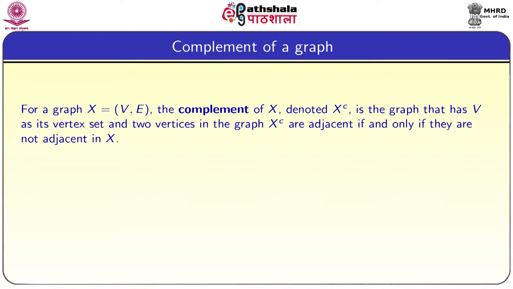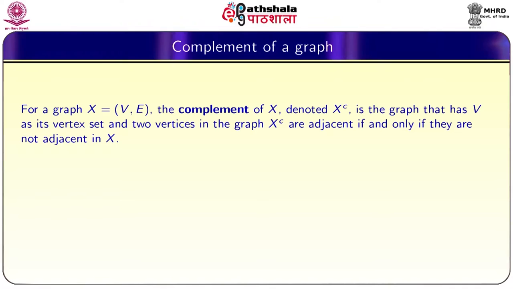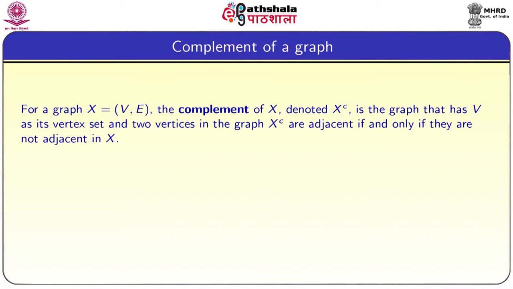For a graph X equal to (V, E), the complement of X, denoted X^c, X complement, is the graph that has V as its vertex set, and two vertices in the graph X complement are adjacent if and only if they are not adjacent in X.